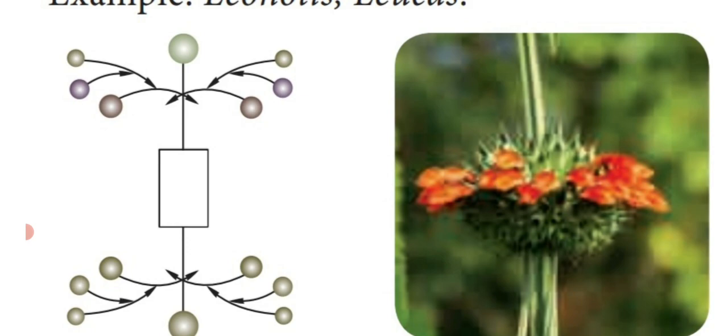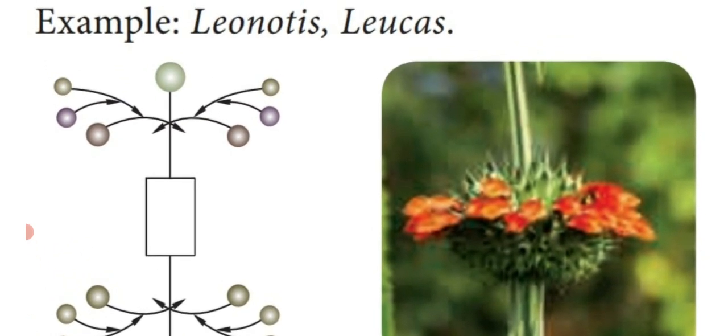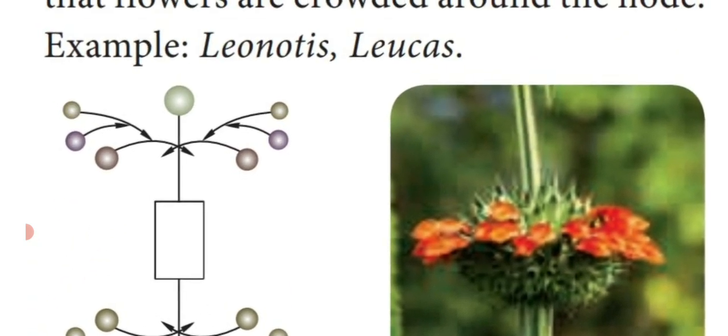So the entire nodal region is covered with flowers. See, the second diagram is the example of verticillaster, that is Leucas aspera, Tumbachedi. So this is not a Leucas aspera, this is the Leonotis. Leucas aspera produces the white color flower, isn't it? Tumbapu, it is used to cure the cough.